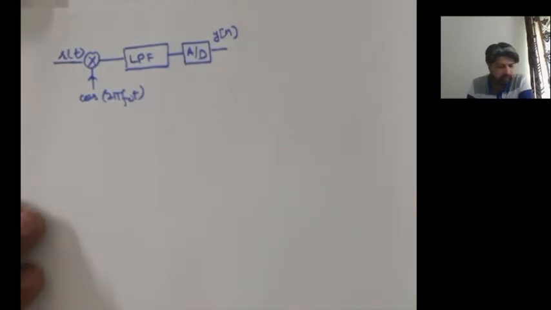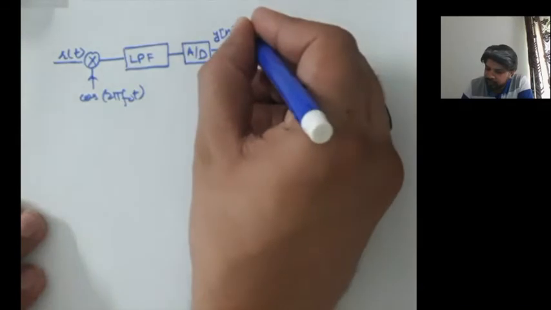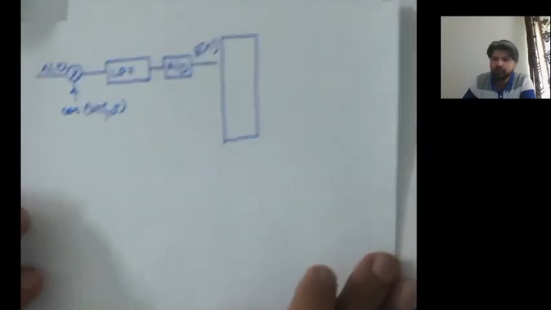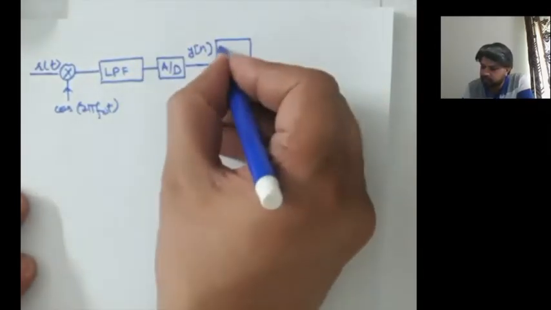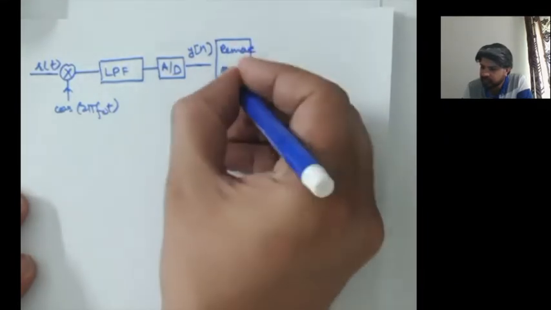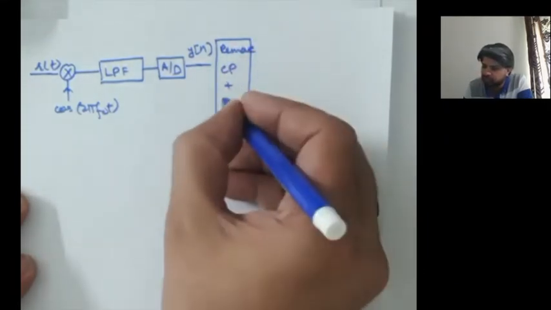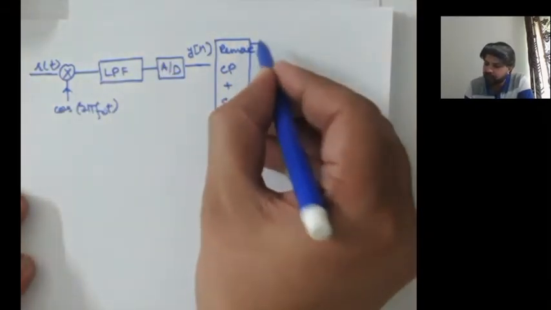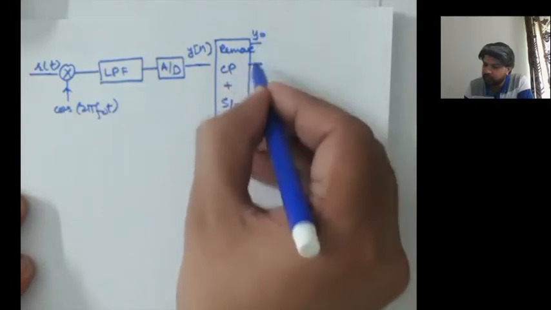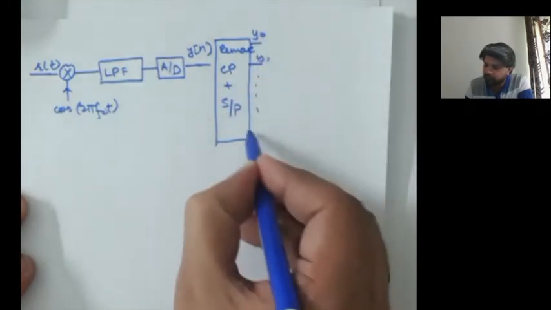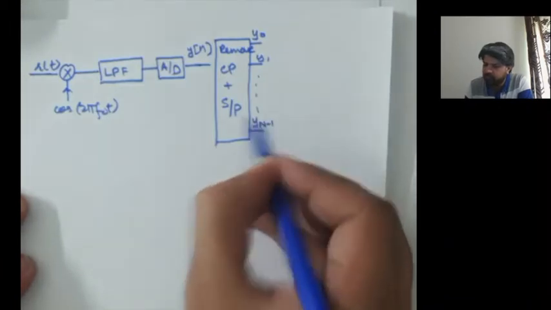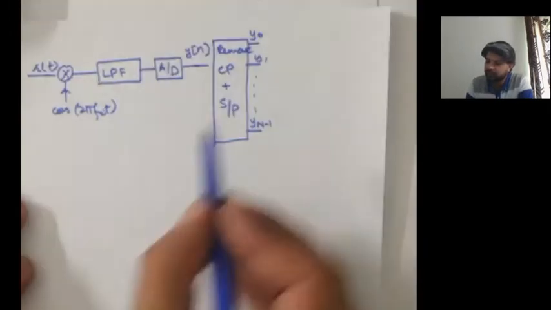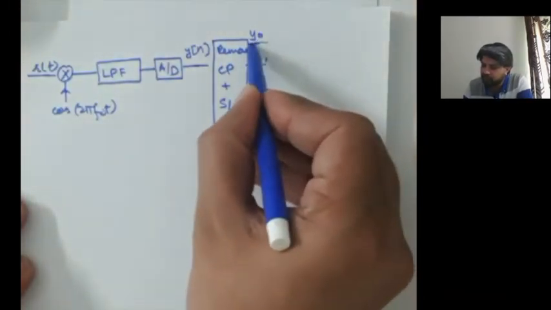So the first thing you would do is remove that cyclic prefix, right? And then you would do serial to parallel conversion, right? So you would now have at the output of this y0, y1 all the way to y N minus 1. So you would have these capital N samples that were required to recover your signal back, and then now you would do the inverse operation here.